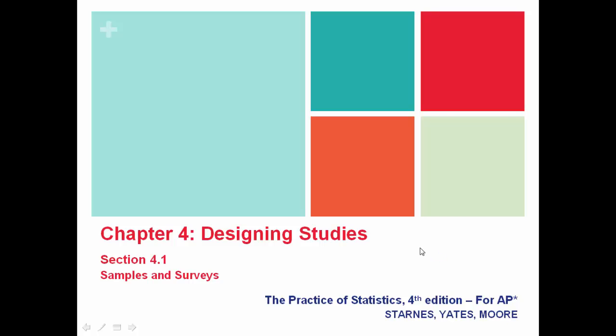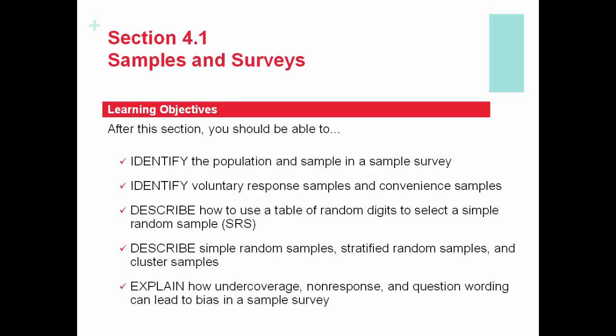Our lesson today is on designing studies, samples, and surveys. We'll take a look at population and samples in a sample survey, identifying voluntary response samples and convenience samples, describing how to use a table of random digits to select a simple random sample, describing simple random samples, stratified random samples, and cluster samples, and explaining how undercoverage, non-response, and question wording can lead to bias in a sample survey.